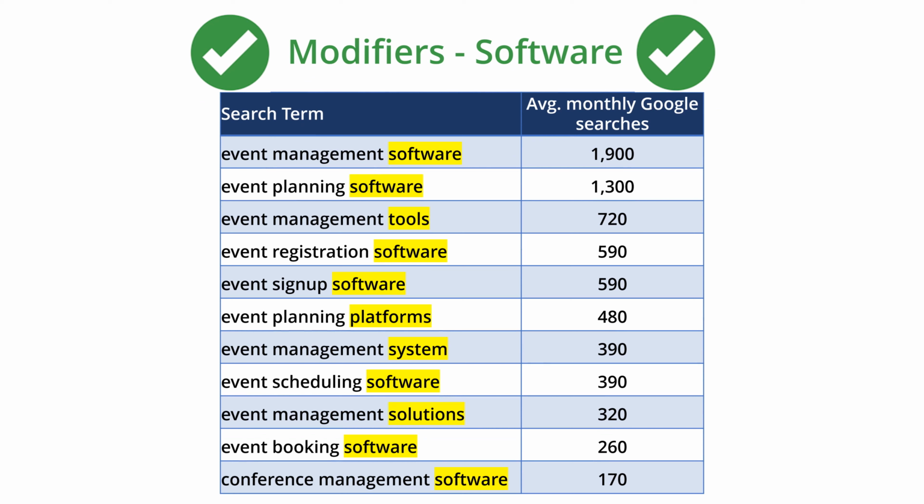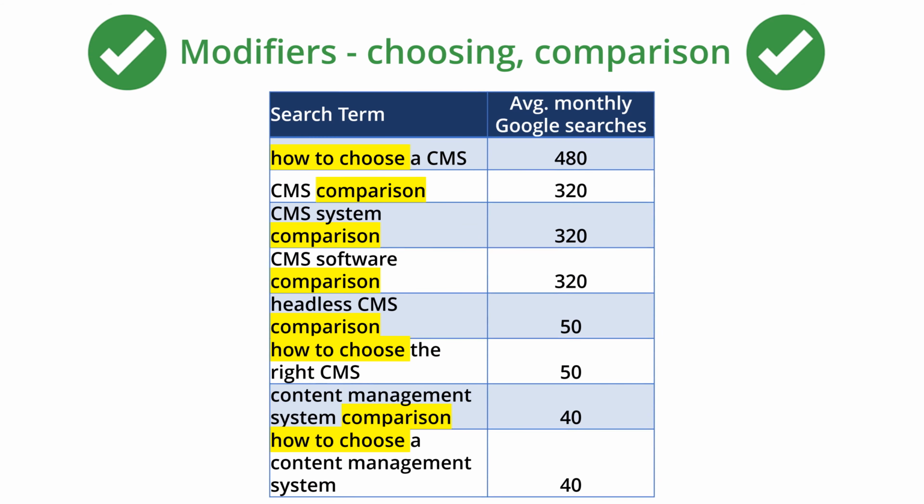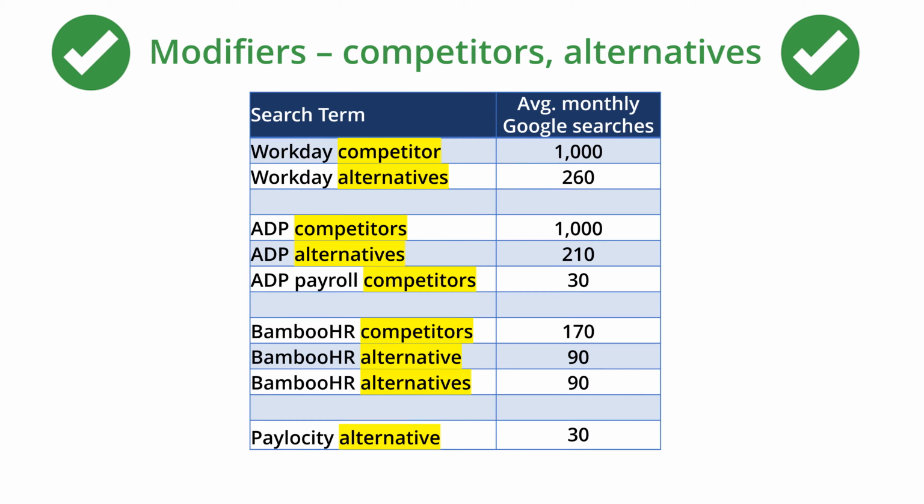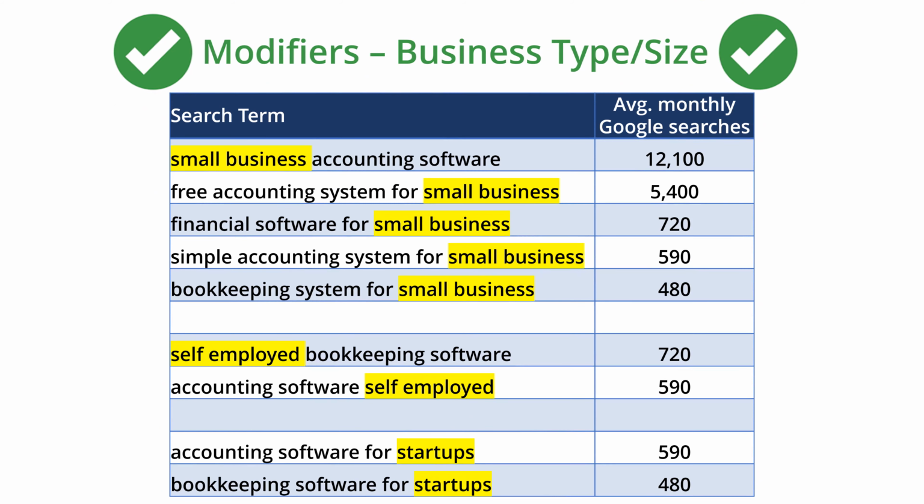Some examples include modifiers that specify that the focus is software. This includes words like software, system, platform, and solutions. Other modifiers may specify that the user is choosing between or comparing different vendors or options. Other modifiers may specify that the user is looking for alternatives, equivalents, or competitors for a specific vendor. And other modifiers may specify that the user is looking for software for a certain industry or a type of business like startups or small business.